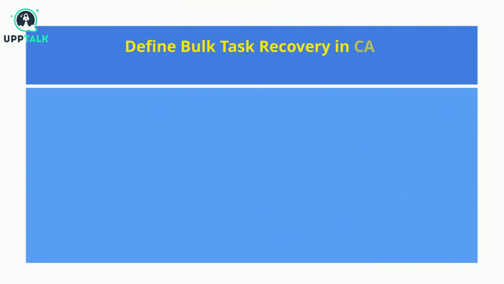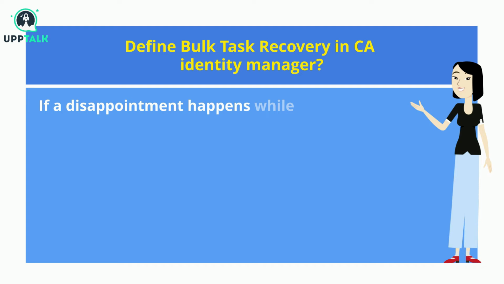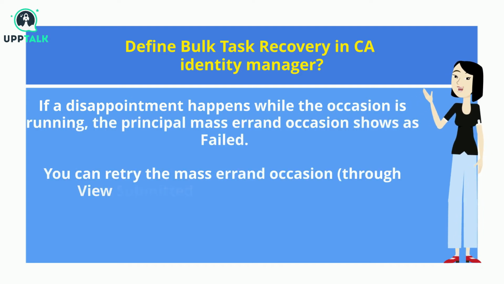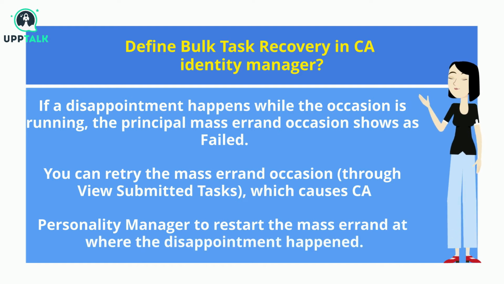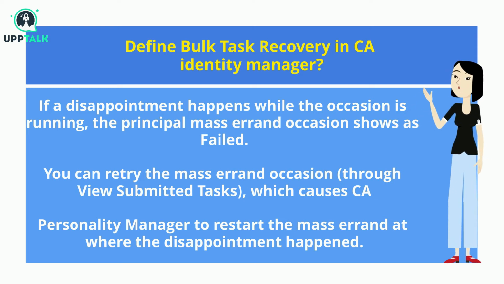Define bulk task recovery in CA Identity Manager. If a failure occurs while the event is running, the primary bulk task event shows as failed. You can retry the bulk task event through View Submitted Tasks, which causes CA Identity Manager to restart the bulk task at the point where the failure occurred.